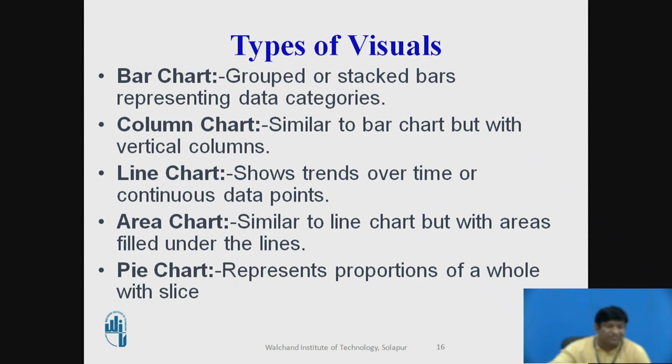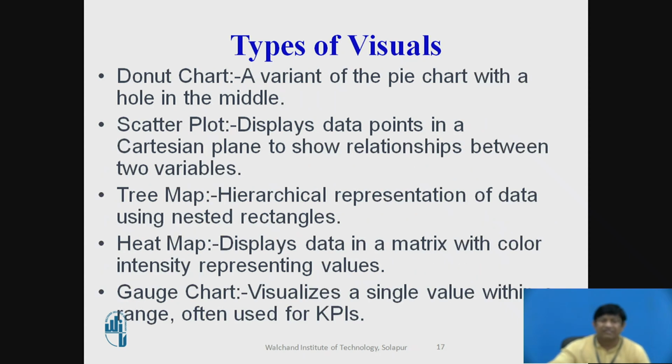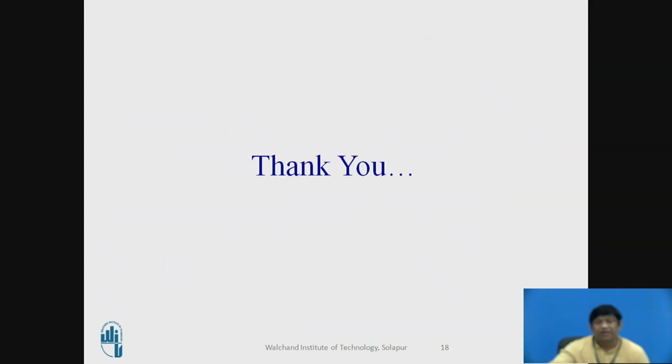The pie chart represents the proportion of a whole with slices. Then donut chart, a variant of the pie chart with a hole in the middle. A scatter plot displays data points in a Cartesian plane to show the relationship between two variables. Tree map is a hierarchical representation of data using nested rectangles. The next one is the heat map, which displays data in a matrix with color intensity representing a value. Then gauge chart, which visualizes a single value within a range, often used for key performance indicators, that is KPI. Thank you.